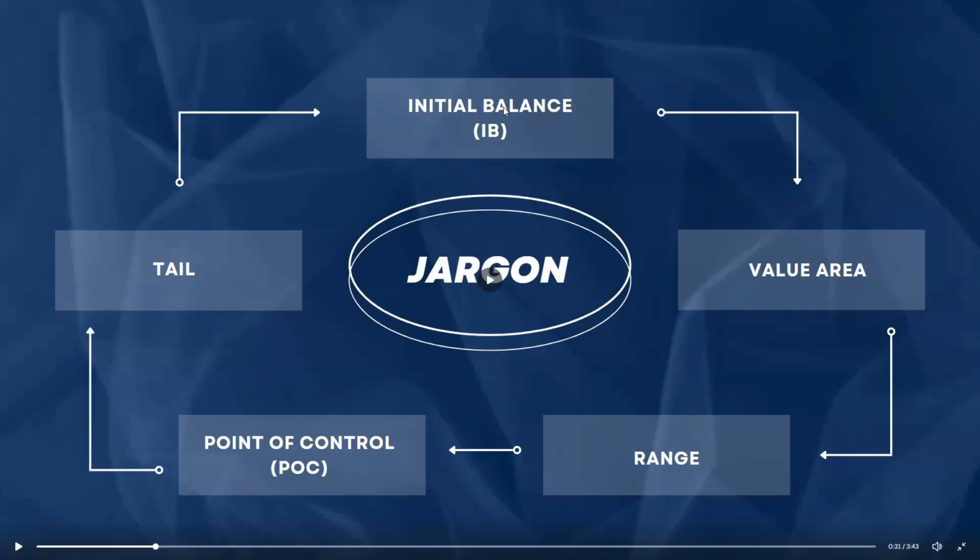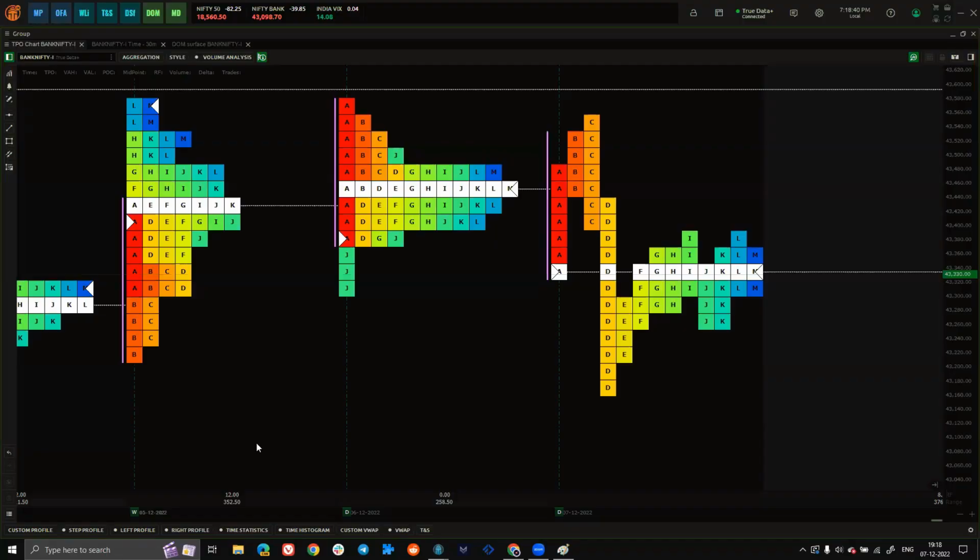So for the time being, ignore this initial balance. There is value area, there is a range. Range is the same as the day range or the candle range from low to high. So nothing special here. Then there is a point of control, there is a tail, and these 5, there are many others, but I don't want to overwhelm you guys. So we'll take it slow, we'll take it easy. Let me ignore initial balance. Range, I hope you will understand. Point of control, let me start with it because it is the easiest thing to spot on the market profile chart.